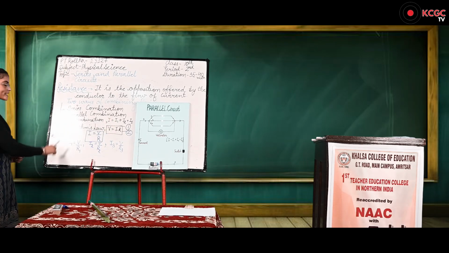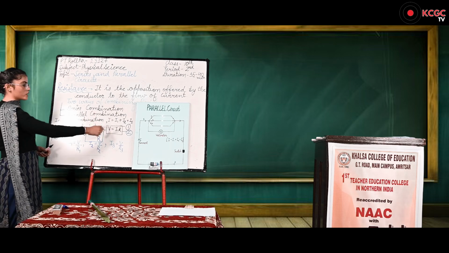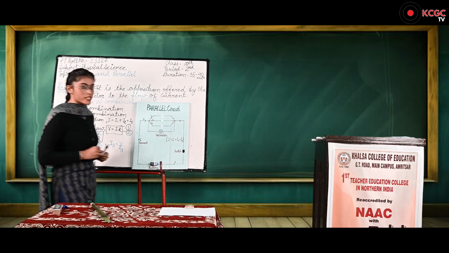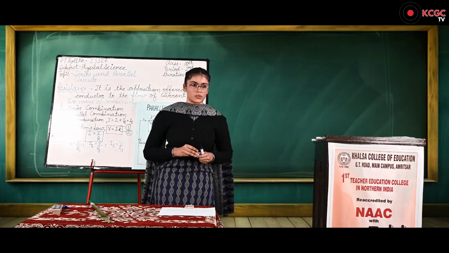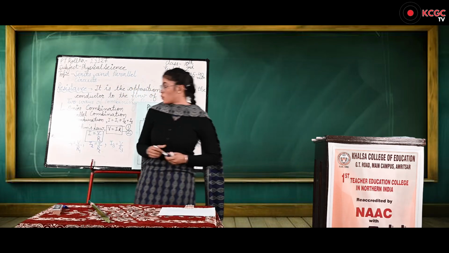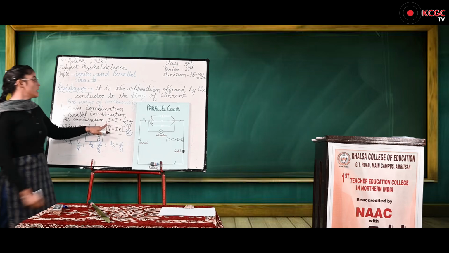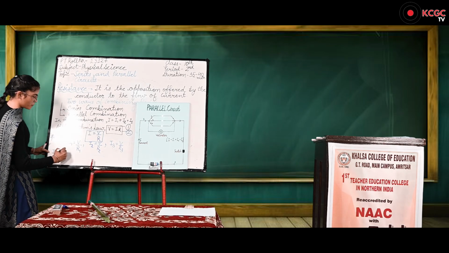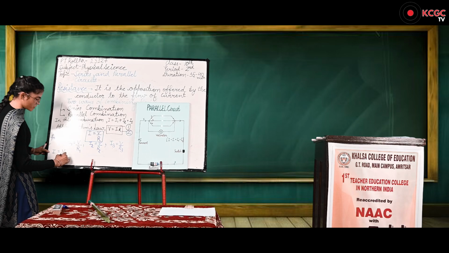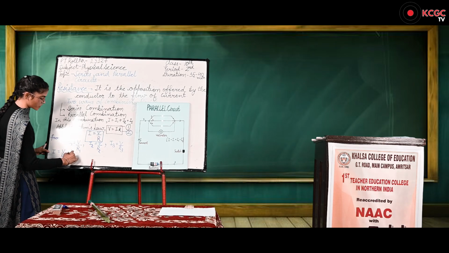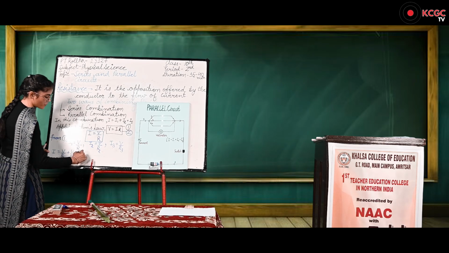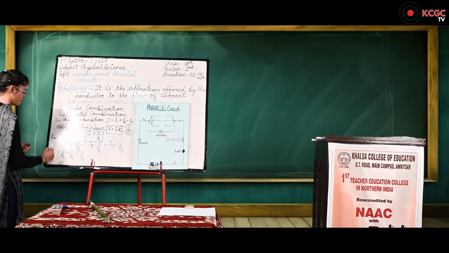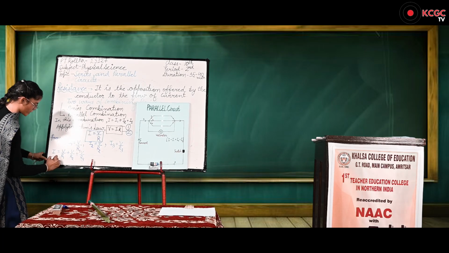Now put these 3 values of current in equation number 1 and then just tell me what is the value of resistance here. You all have to calculate. What is the value of current? So current will be equal to V over R1 plus V over R2 plus V over R3. I is equal to V upon R.